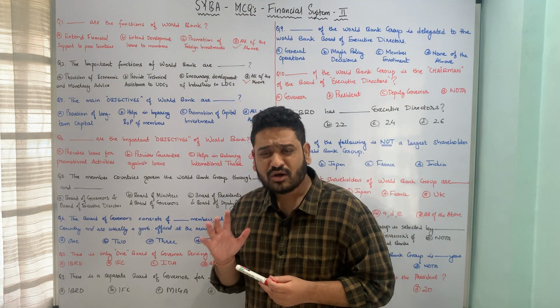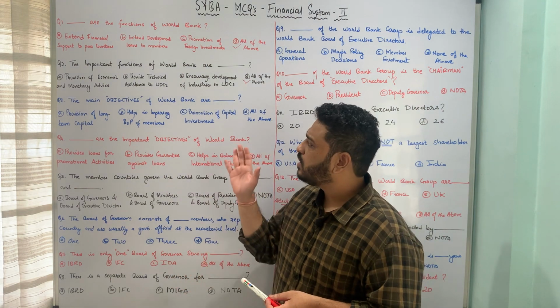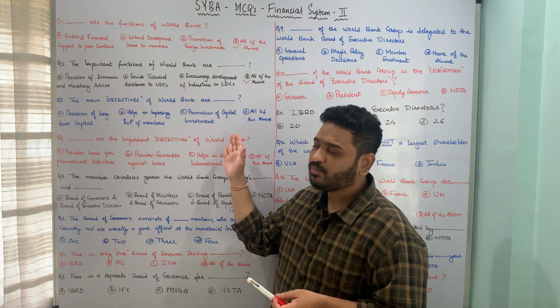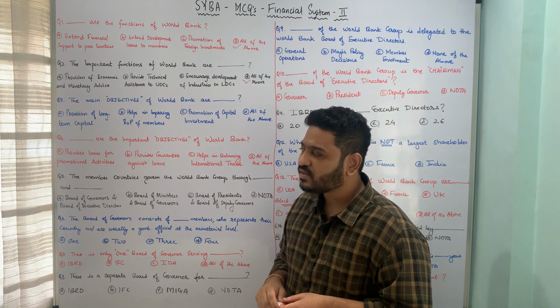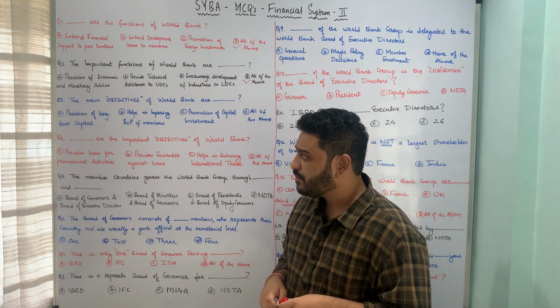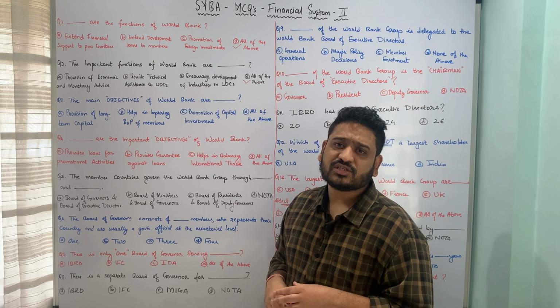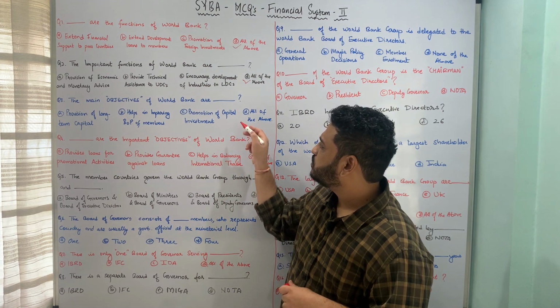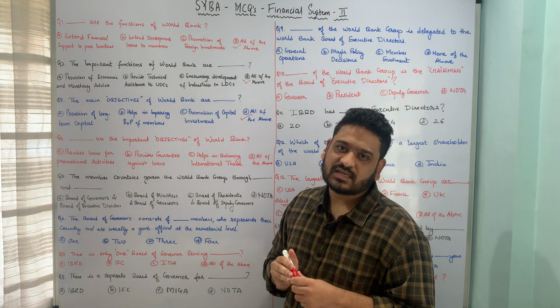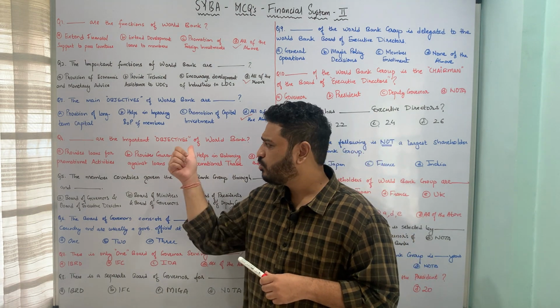So here the main objectives of World Bank are denoted by all these 3 points. That means promotion of capital investment, provision of long-term capital, as well as improvement of balance of payment conditions of member countries, and therefore option D, all of the above, is the correct answer to this particular question. I hope the question is clear.